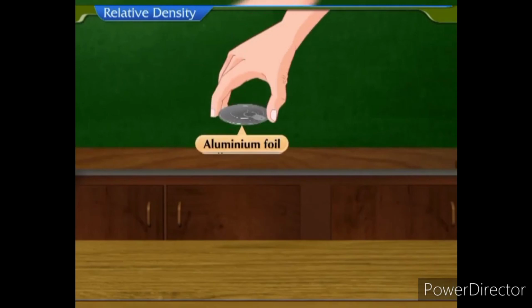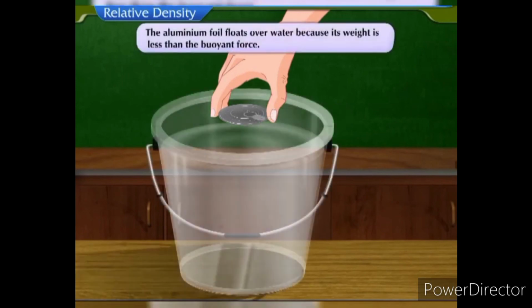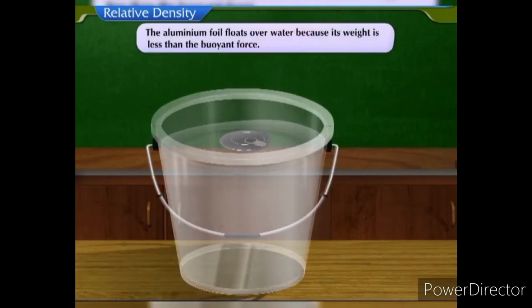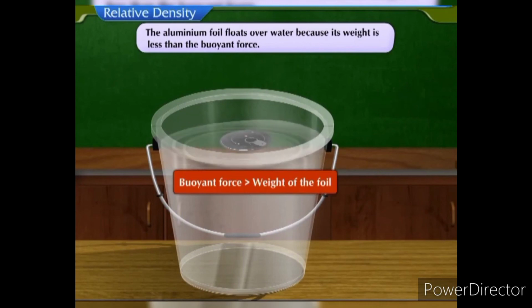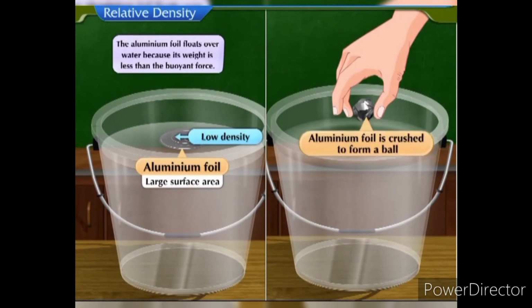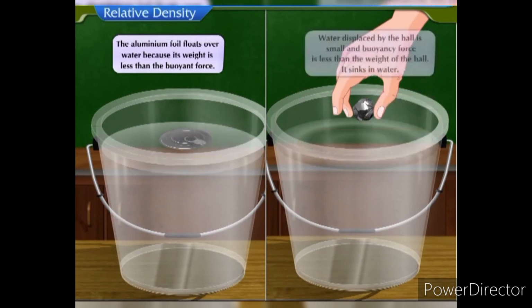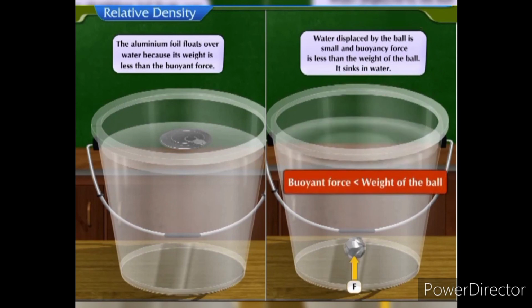Aluminium foil has a large surface area. Its density is low. When it is put gently in the water, it floats over it because its weight is less than the buoyant force. When the aluminium foil is crushed to form a ball, the volume of the ball is small and hence it has more density. The buoyant force is less than the weight of the ball. Hence, it sinks in water.